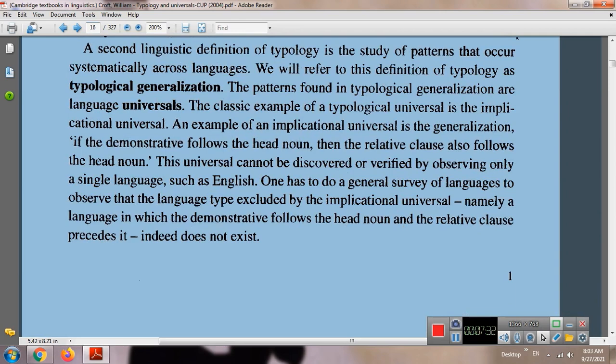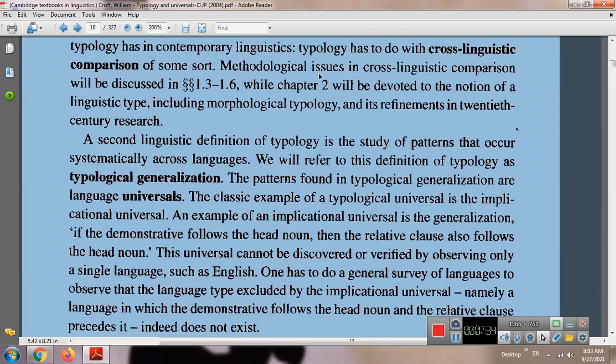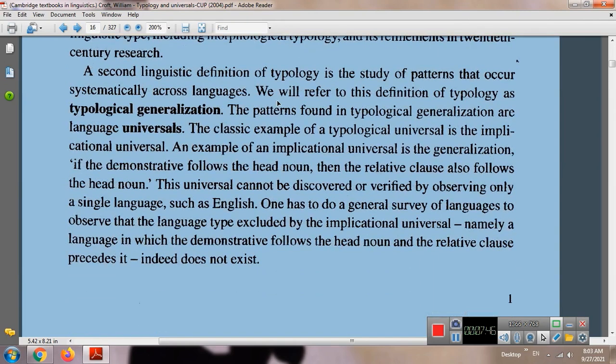A second linguistic definition. You should know that definition. You should know that this kind of definition was common in the 19th and early 20th century, and you should know its function. A second linguistic definition of typology is the study of patterns that occur systematically across languages. This is another definition of typology.